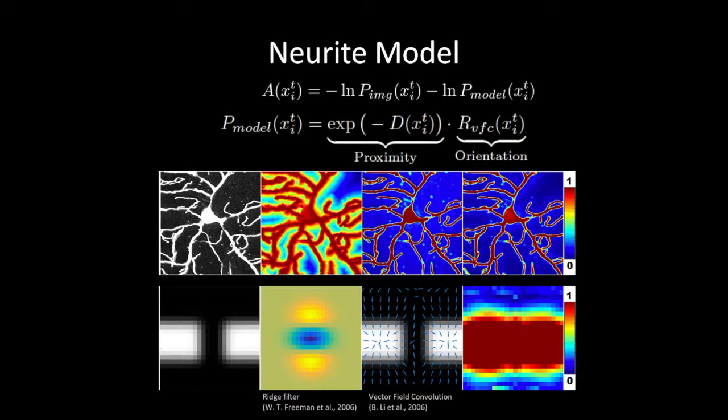The data penalty term is composed of image and model probability, which indicates the likelihood of regions being neurite. It consists of 2 factors, proximity and orientation. The proximity term ensures spatial continuity of neurites using the geodesic distance over intensity. The orientation term detects smooth paths between neurite parts in an intermediate segmentation result. We calculate this term using the steerable filter at multiple scales along with a vector field convolution.